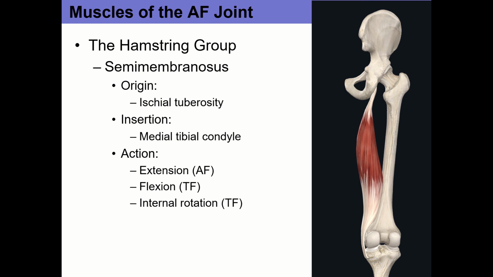All three hamstring muscles are extensors at the hip, and then they're also knee flexors, so flexion at the tibiofemoral joint, again, the knee joint. So hip extensors, knee flexors, all three do that. And then the two medial ones, semimembranosus and semitendinosus, are internal rotators at the knee, not at the hip, but at the knee. And then biceps femoris is a lateral rotator, or external rotator, at the knee, or tibiofemoral joint.